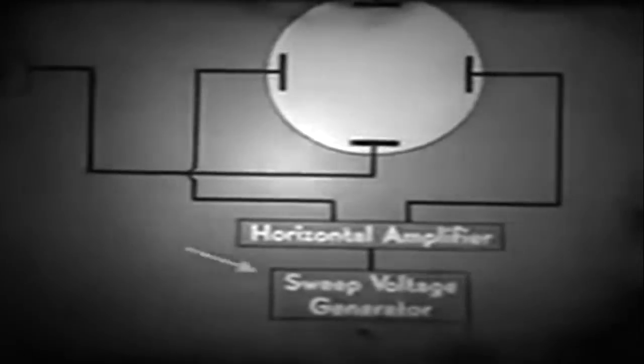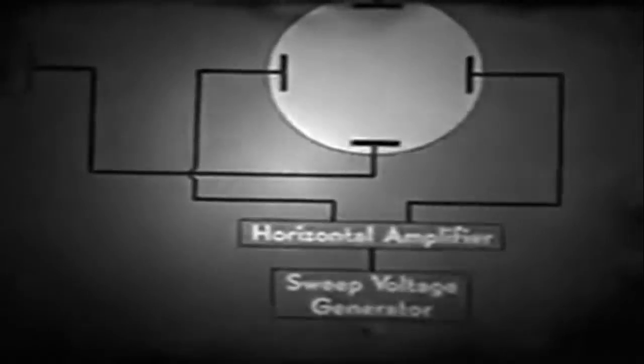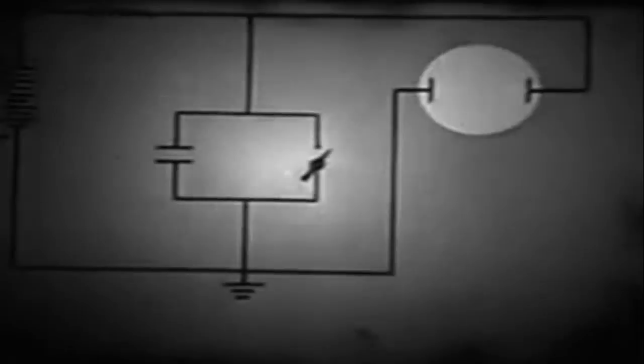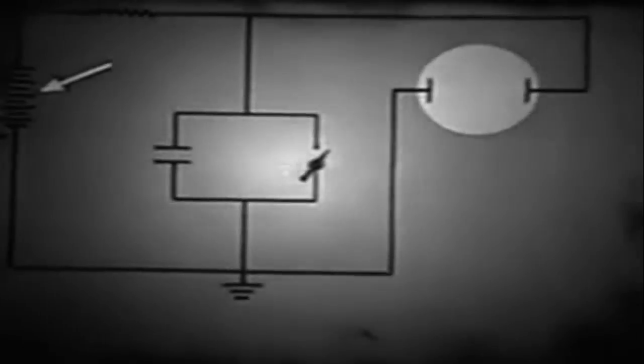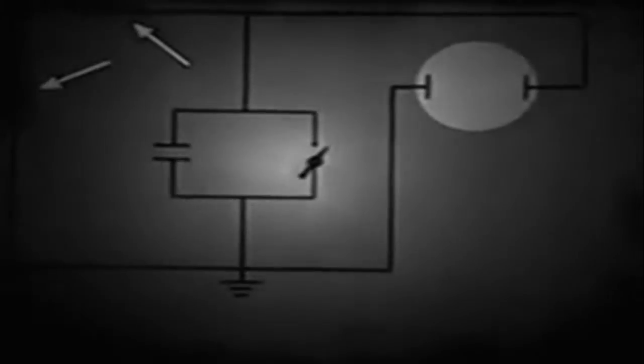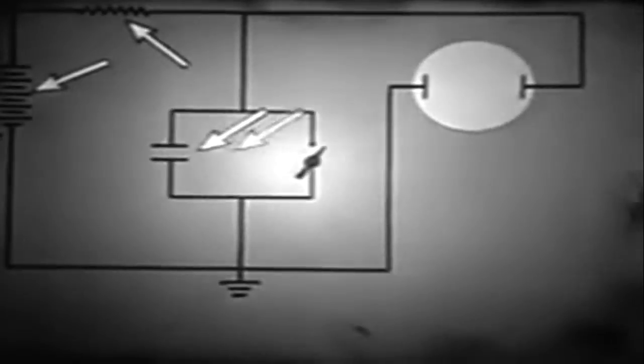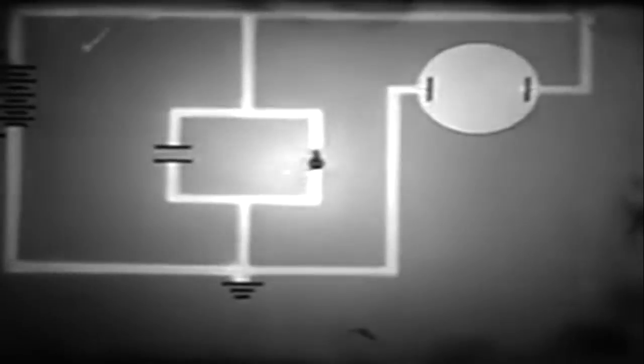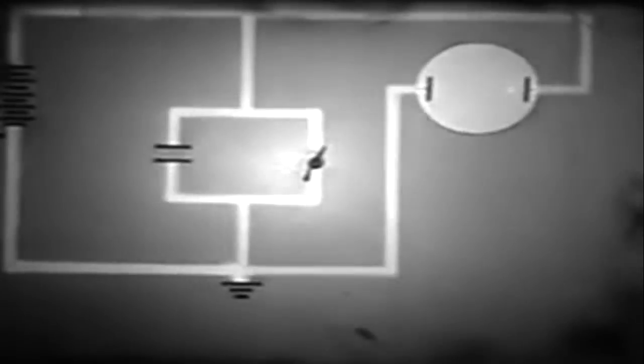Now let's see how the sweep voltage generator works. This same circuit is sometimes called a sawtooth generator or relaxation oscillator. Here's a diagram of a simplified circuit. There are four main parts to this circuit: a source of constant potential, a limiting resistor, a condenser, and a discharging device. The condenser charges through the limiting resistor. When the charge in the condenser reaches a certain value, the condenser is instantaneously discharged through the discharging device. Then the cycle begins all over again.